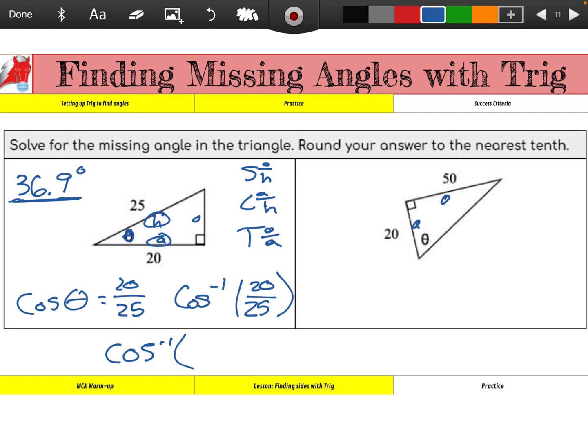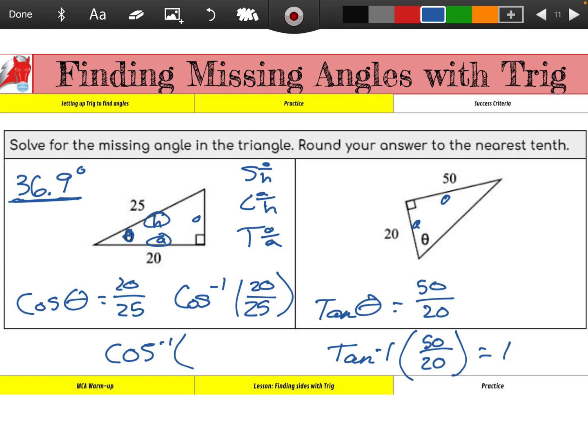Second one, from theta, here's opposite and adjacent, so that means it's going to be tangent. So tangent of theta is opposite over adjacent, 50 over 20. So that means I'm going tan inverse of 50 over 20. I go second tan, 50 divided by 20, which, to the nearest tenth, is 68.2 degrees.